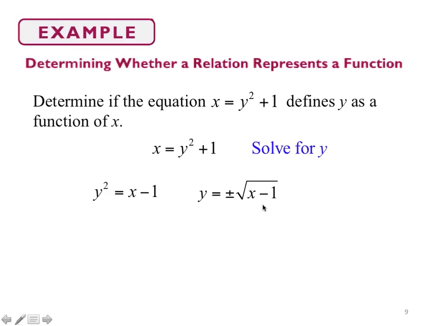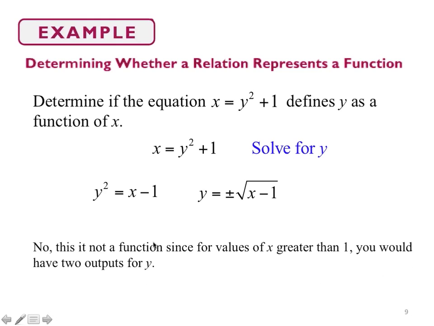Now, if you pick a value for x, like x equals 5, and plug 5 in here, 5 minus 1 is 4, the square root of 4 is 2, and we have this plus or minus out front, so we get two different y values, positive 2 and negative 2, when x is 5. So this one is not going to be a function, because for any value of x that's greater than 1, when you plug it in, you have two different outputs for y. So one value of x corresponds with two different y's, which makes it not a function.